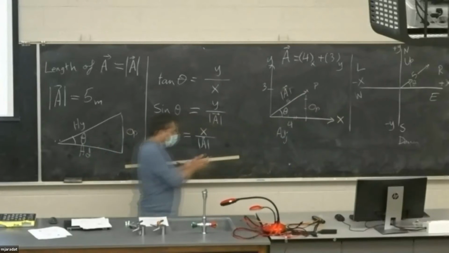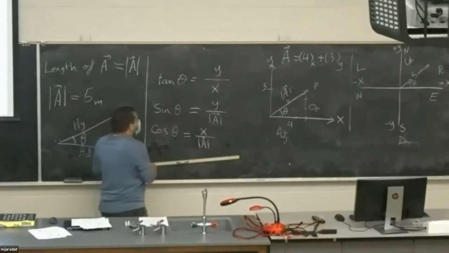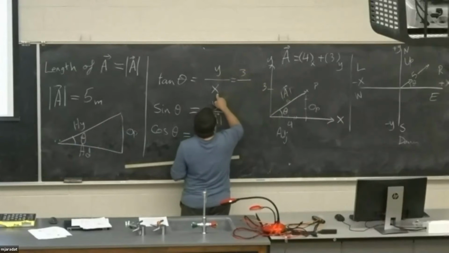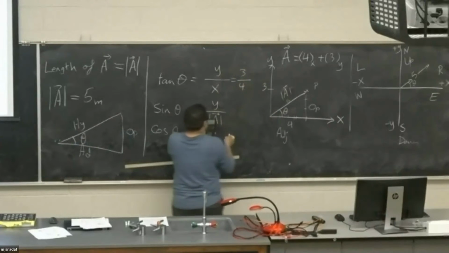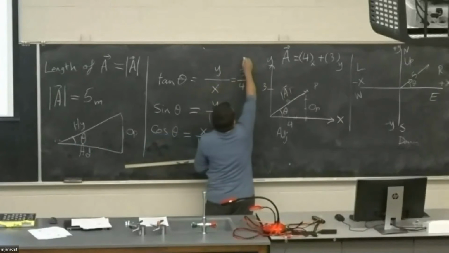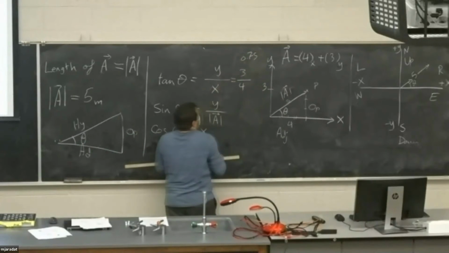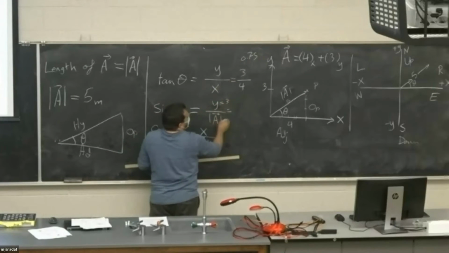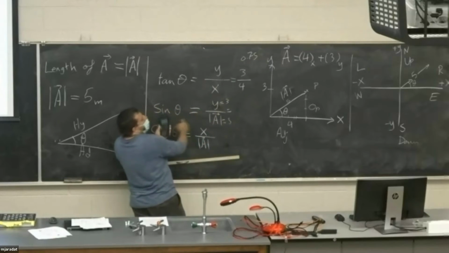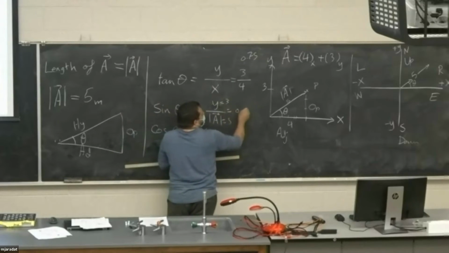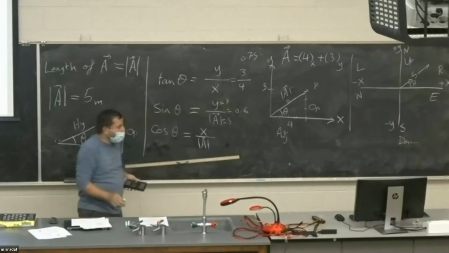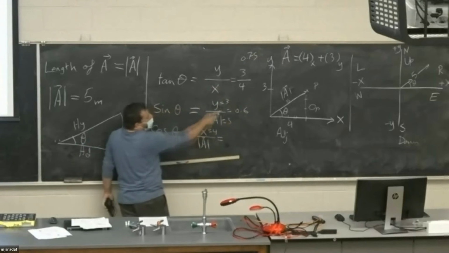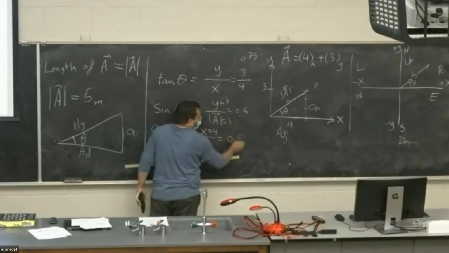I can solve it now. With y as 3 and x as 4, tan theta is equal to 0.75. Now, y is equal to 3 and A is equal to 5. Sin theta is equal to this over this, which is 0.6. There are no units for sin. Cosine theta is x, which is 4, over A, which is 5. 4 over 5 is 0.8.